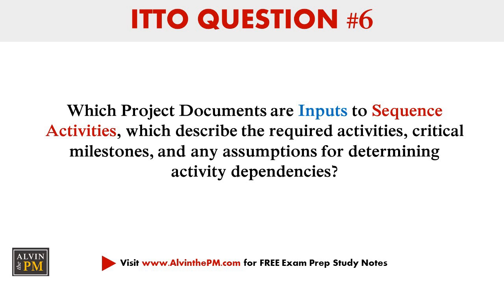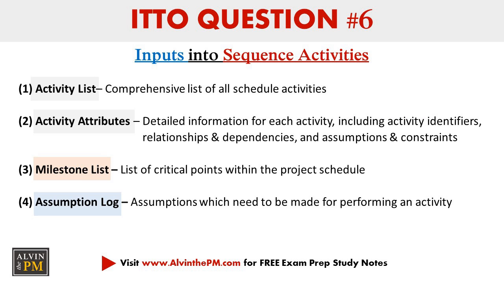Which project documents are inputs to sequence activities which describe the required activities, critical milestones, and any assumptions for determining your activity dependencies? The correct answer is as follows. The inputs into sequence activities are the activity list, activity attributes, milestone list, and the assumption log. Refer to the slide for more detail.